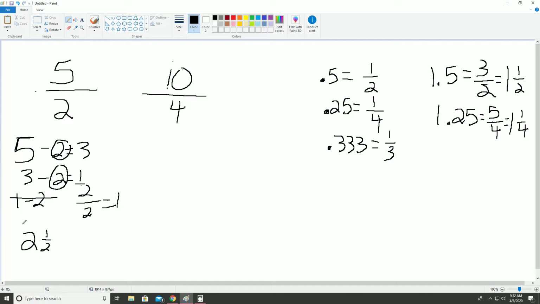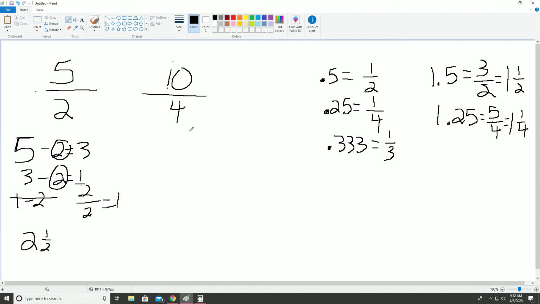So now we've got this as a mixed number. So this is what this would be in more of a proper fraction or a mixed number. Okay. Another way I like to think about this is how many fours can I pull out of 10? Because that's really what I'm doing here.